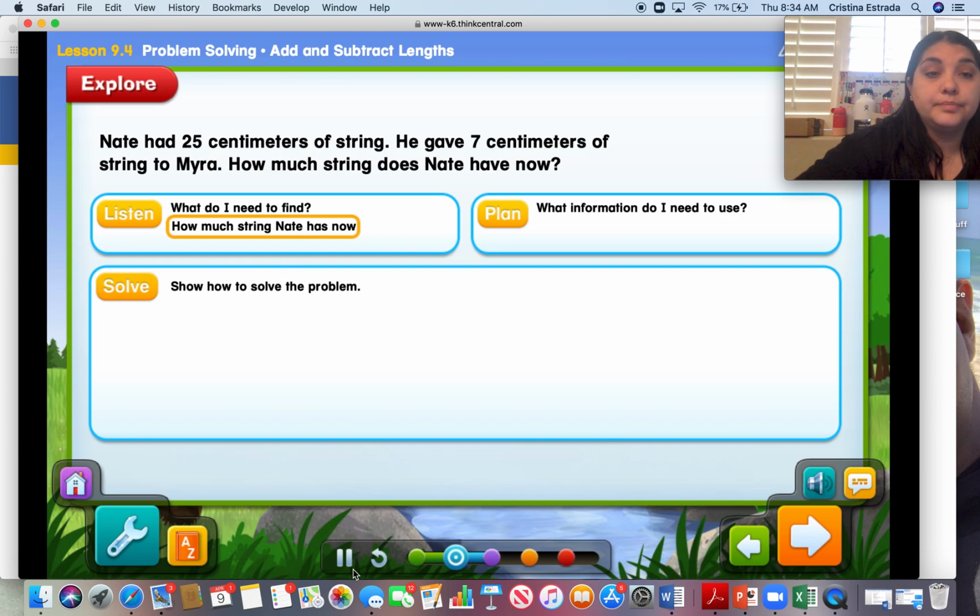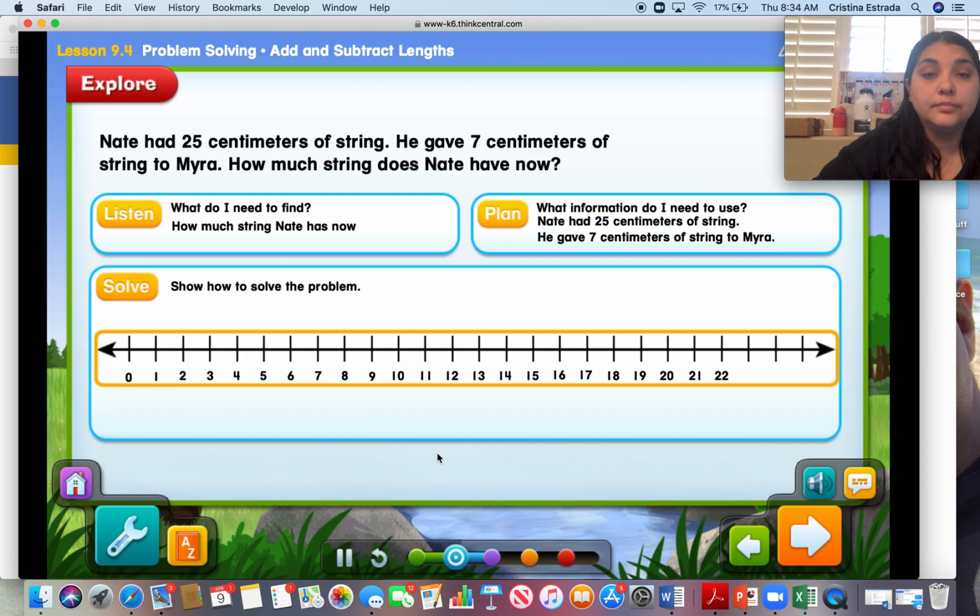You need to find how much string Nate has now. Then, what information do you need to use? Nate had 25 centimeters of string. He gave 7 centimeters of string to Myra. Let's solve the problem by using a number line.